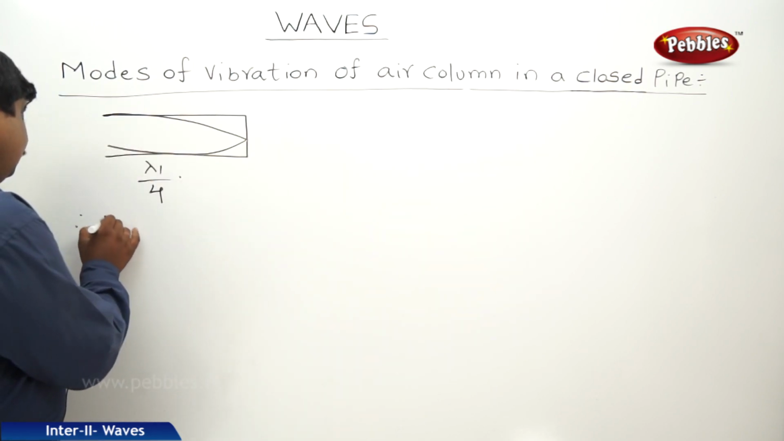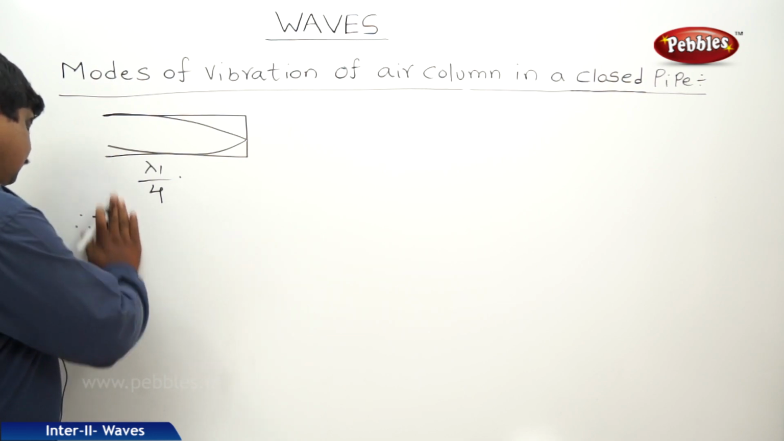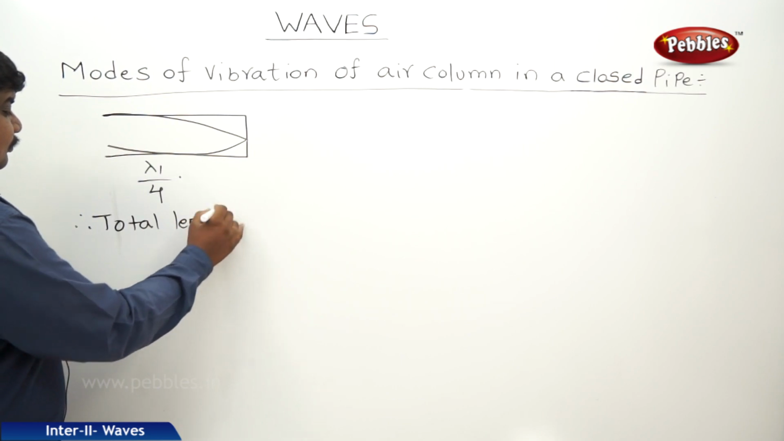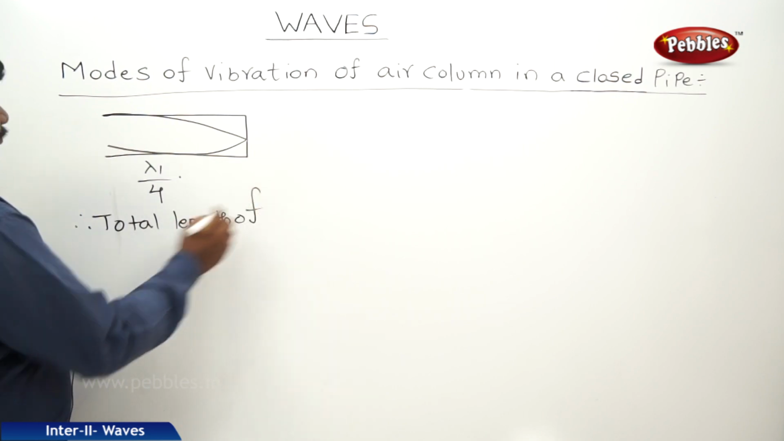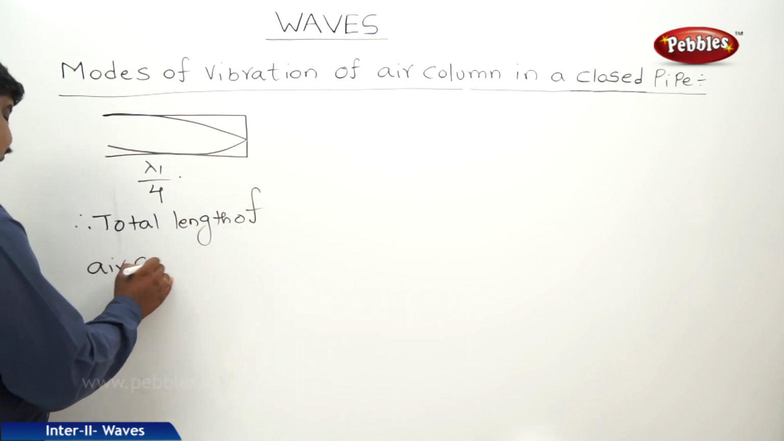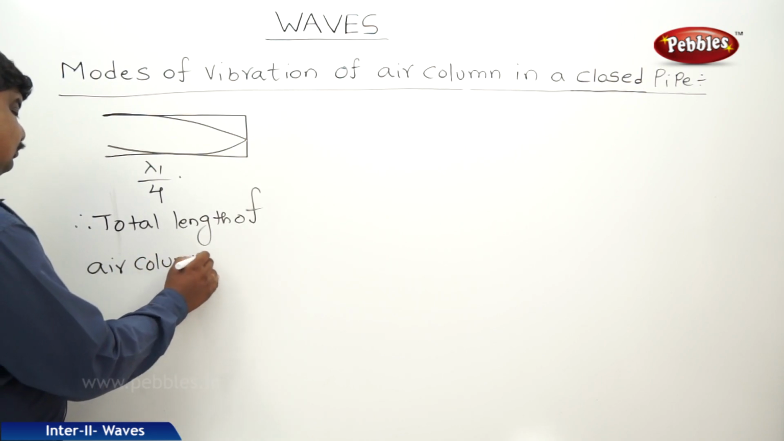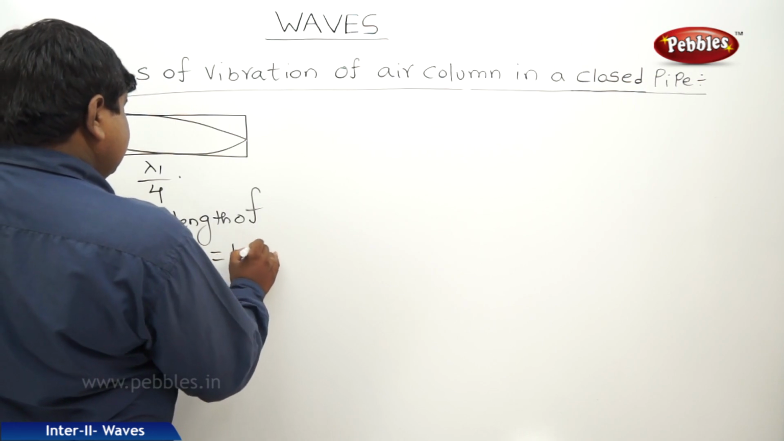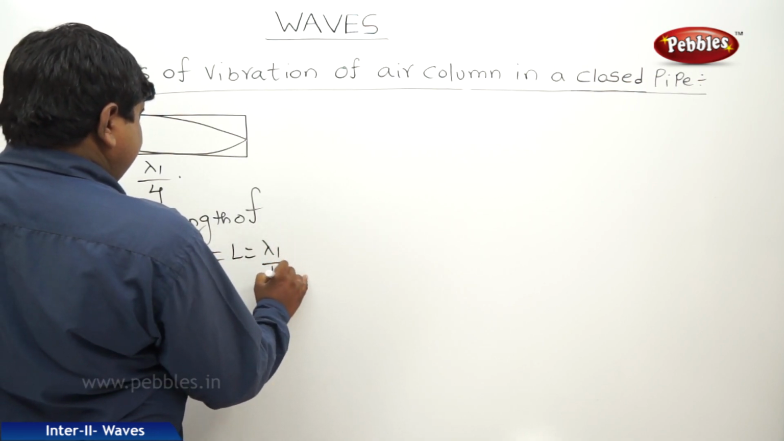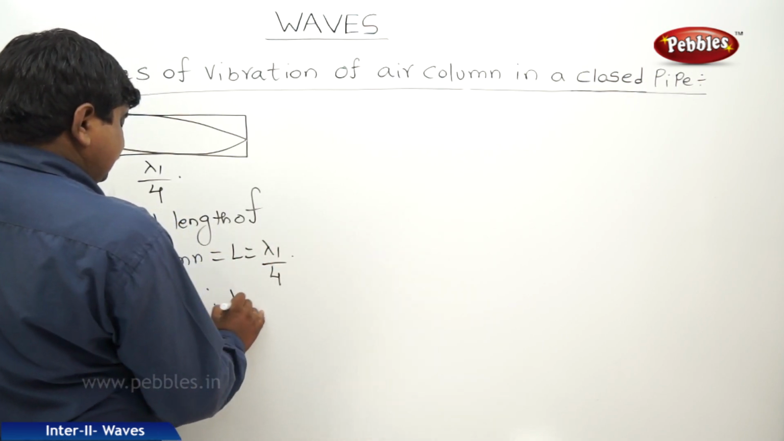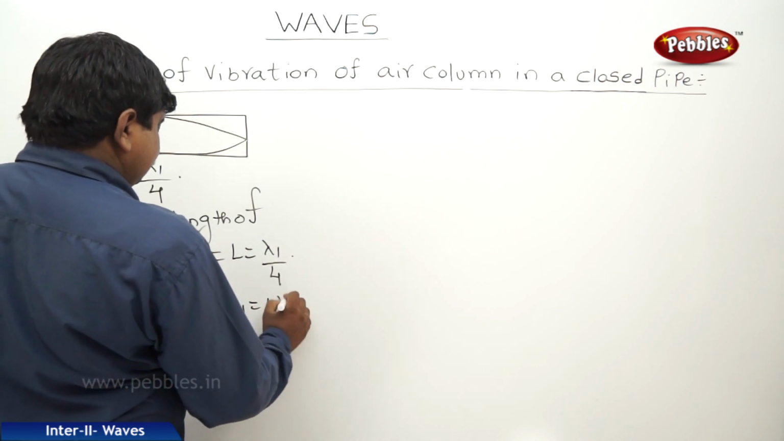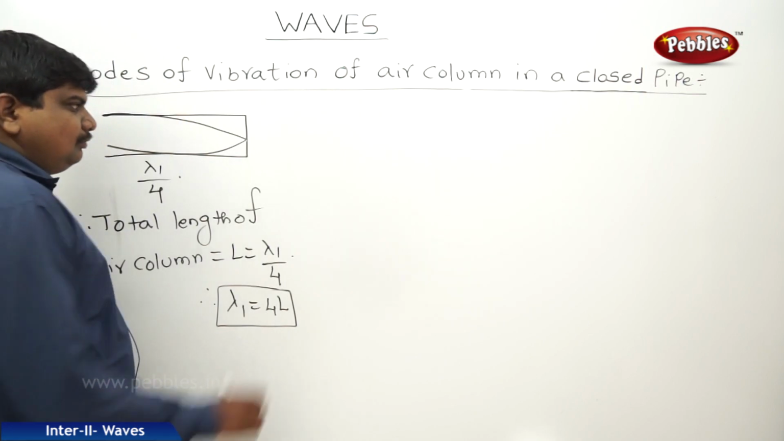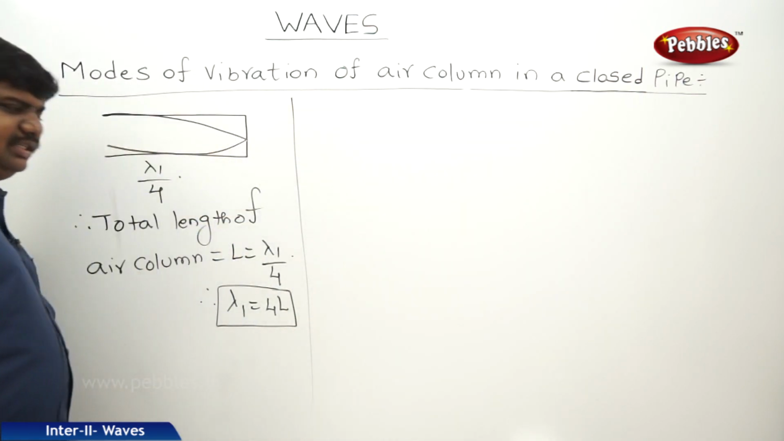Therefore, total length of air column is equal to L is equal to lambda 1/4. From this, lambda 1 is equal to 4L. So this is the first harmonic.